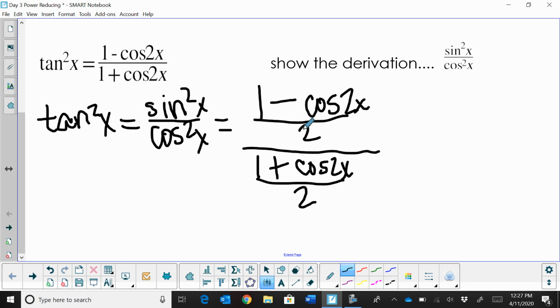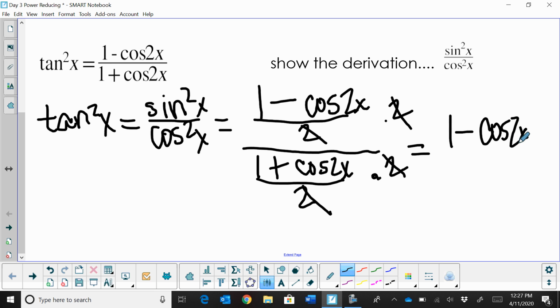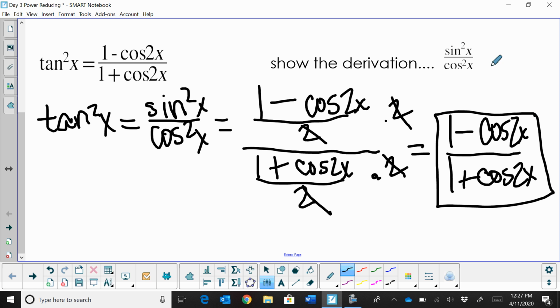Now, we can take these and multiply both the denominator and the numerator by 2 to get rid of our complex fraction, which is in the form of 1 as 2 over 2, and we end up with 1 minus cosine of 2x all over 1 plus cosine of 2x. And that's where that tangent power reducer comes from. It's just from sine over cosine. So we can derive that.